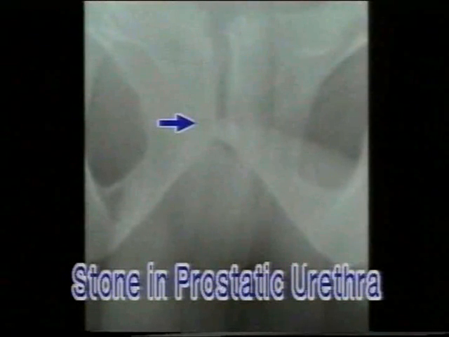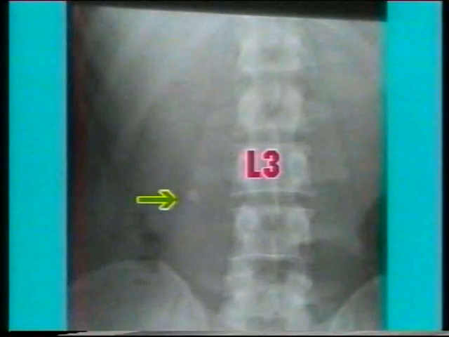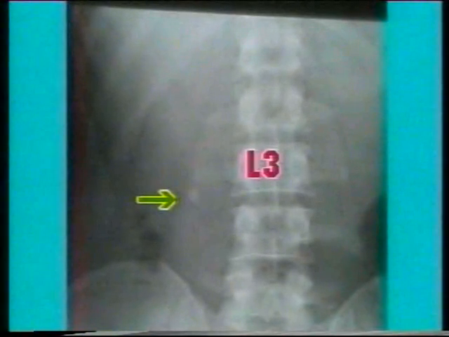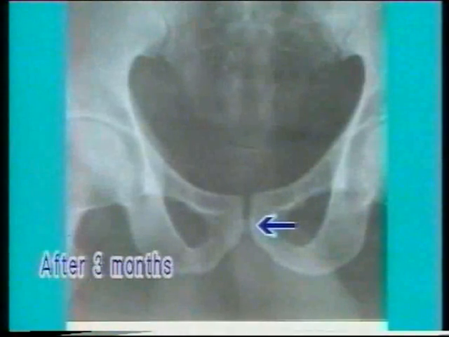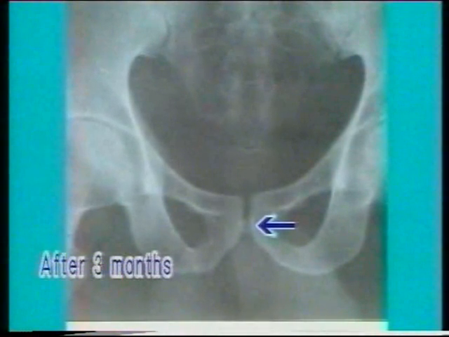Now this is an interesting sequence of two X-rays. Note the ureteric stone on the right side just below the tip of the transverse process of third lumbar vertebra, shown by the green arrow. After 3 months, the patient came with sudden and severely painful dysuria. The X-ray now showed the calculus in the prostatic urethra.